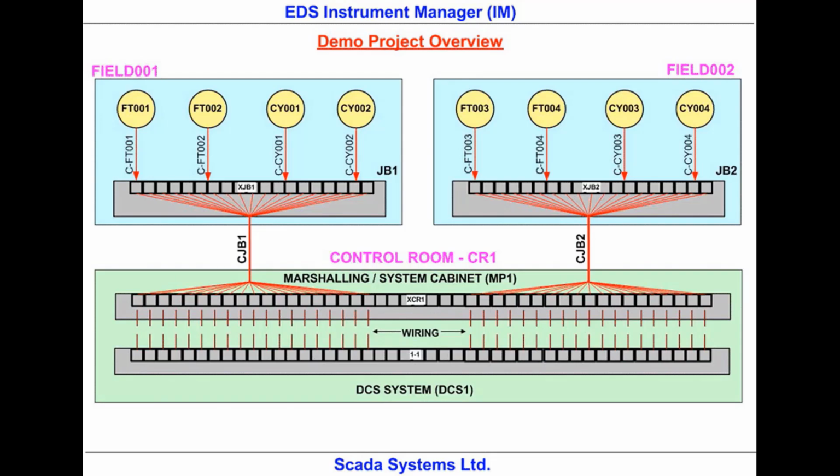Before I start making components, I will briefly describe the simple instrumentation system I will create today. This will assist you in understanding the Instrument Manager workflow. From this diagram, you will see that I have 8 instruments, 4 flow transmitters and 4 conductivity sensors in 2 different areas, Field 1 and Field 2.